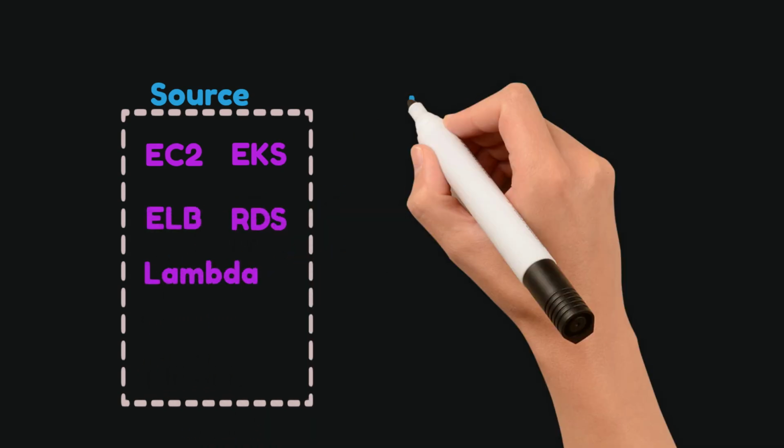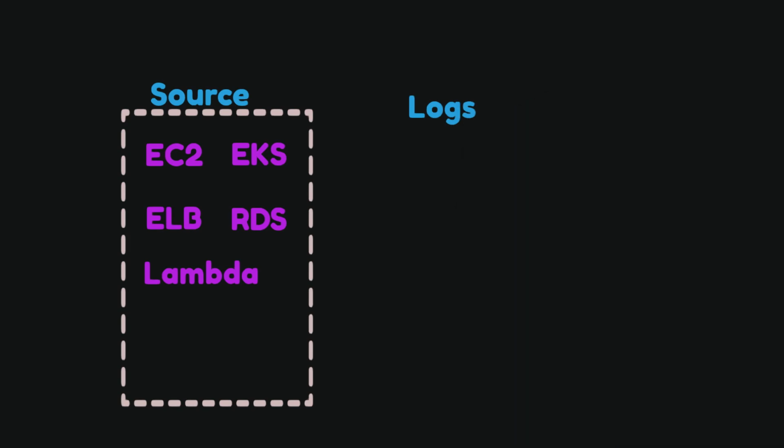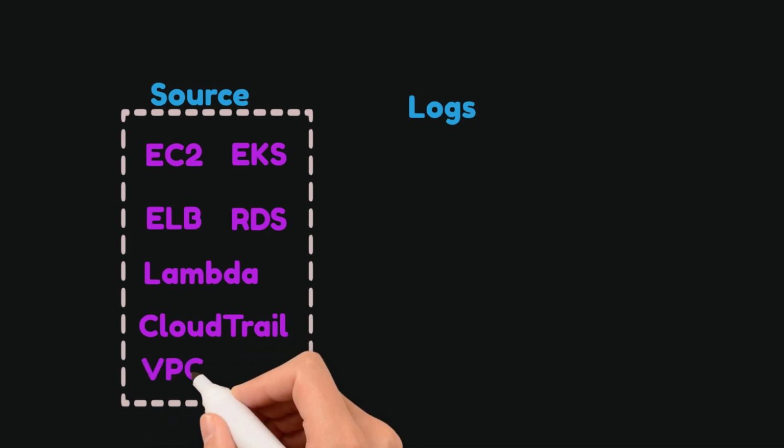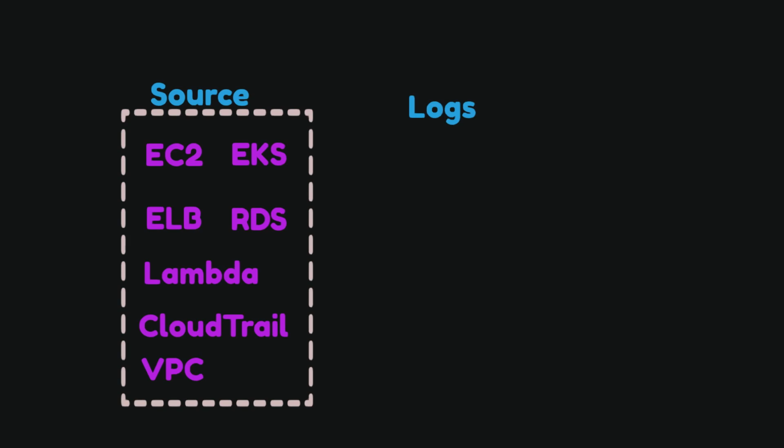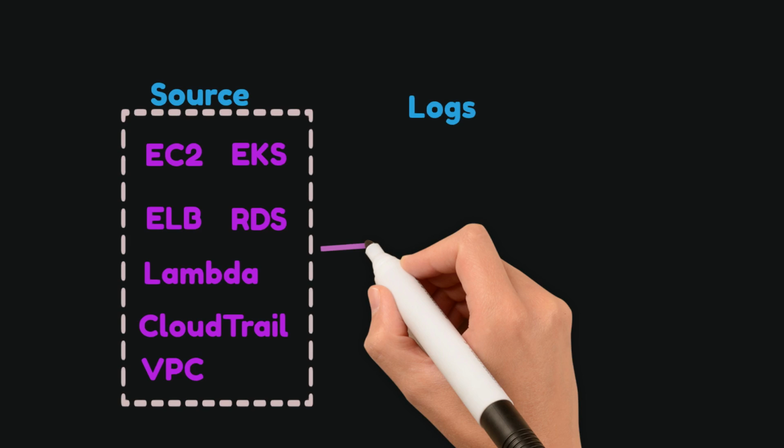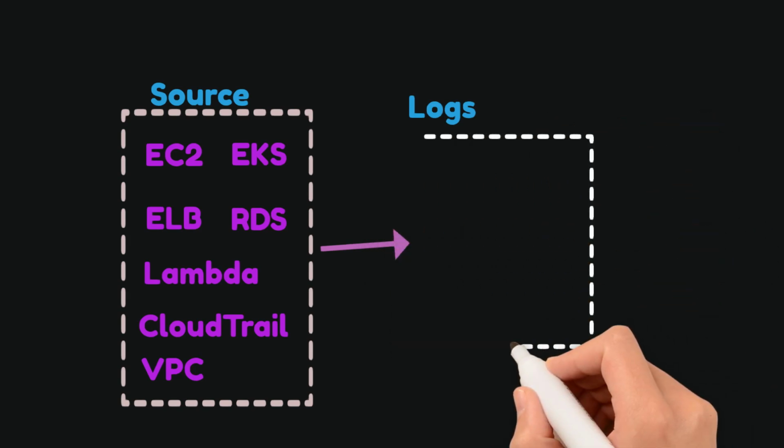AWS resources like EC2 instances, EKS, ELB, RDS, Lambda are producing logs pertaining mostly to the applications that are running on the systems. CloudTrail records API activity and AWS Management Console actions, providing visibility into user and resource activity, while VPC flow logs capture information about the IP traffic going to and from network interfaces in your VPC, providing insights into network traffic. All these services and many others produce logs within AWS platform.